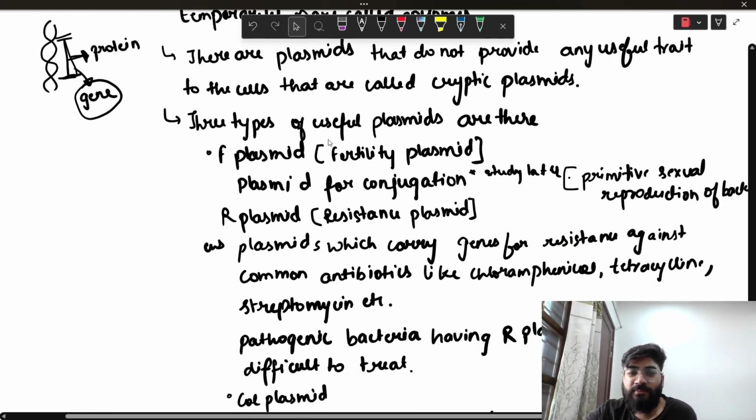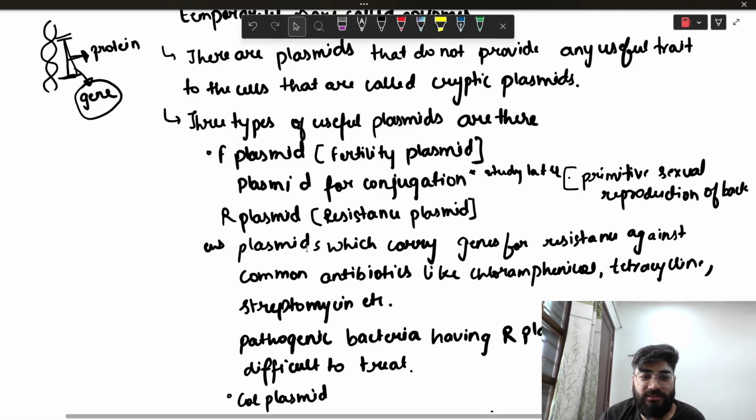There are three types of useful plasmids. One is the F plasmid, or the fertility plasmid. This plasmid is used for conjugation. We'll study about this later, but I'll give you a brief detail. It is the primitive sexual reproduction of bacteria that we see. It is conjugation. We'll talk about it later on. Then we have the R plasmid. It is called the resistance plasmid.